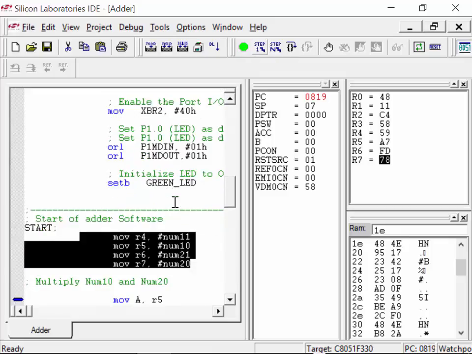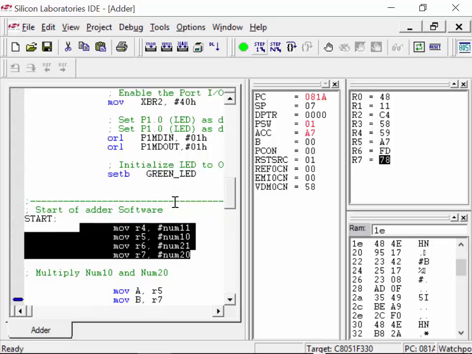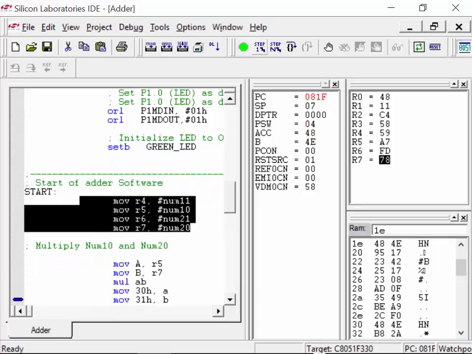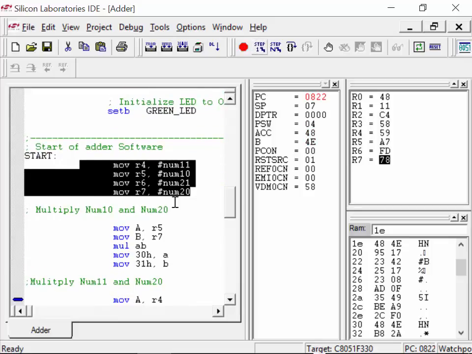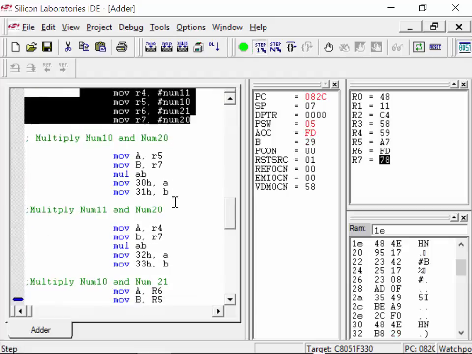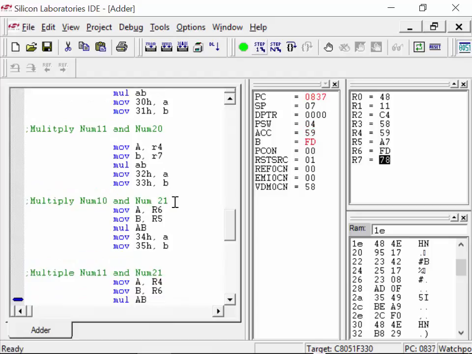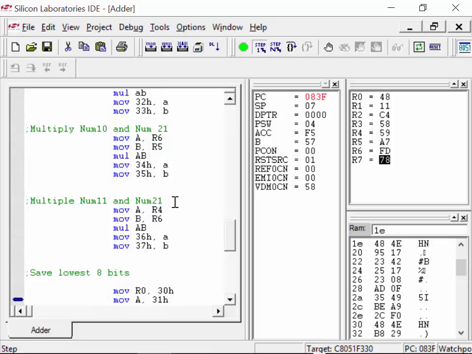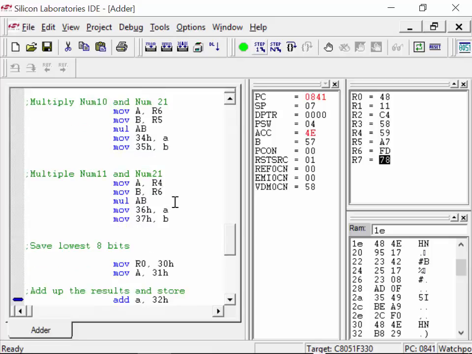All we've done is we've just stored our four numbers. We move R5 into the accumulator. We move R7 into B. We multiply the two. We store the result in the two memory locations. We do the next two multiplications right there. So we're going through our four multiplications. That's the easy part. The hard part then is figuring out how to add. Moving R0 to memory location 32 right there.